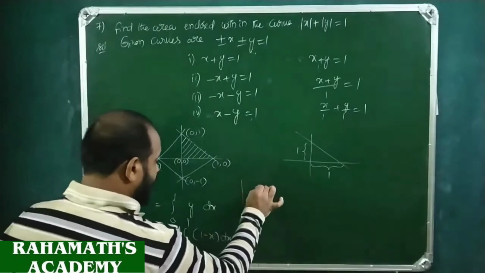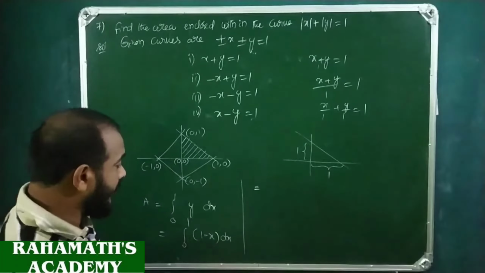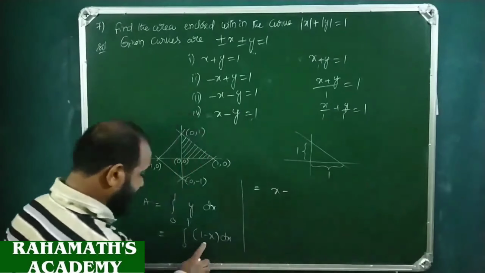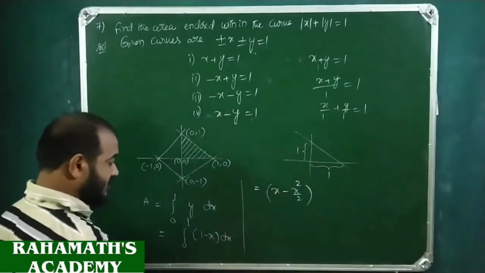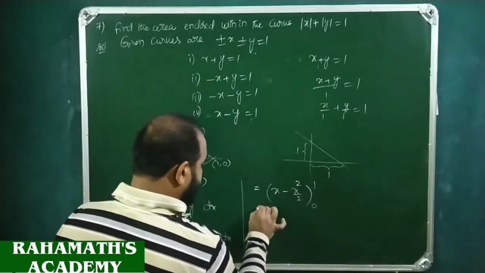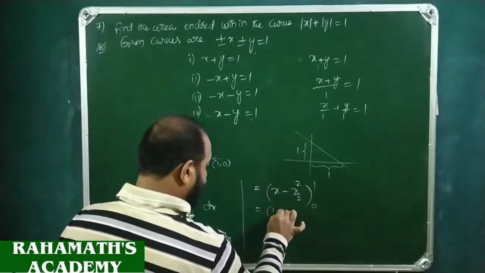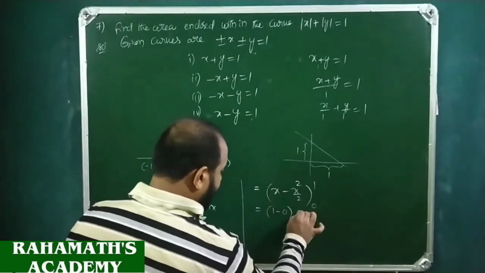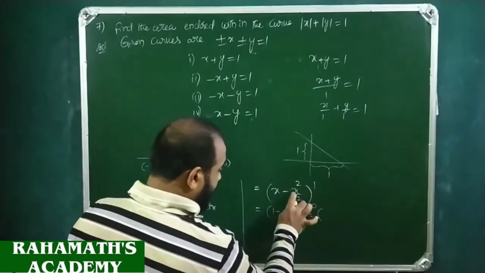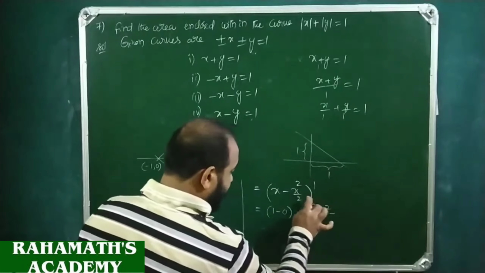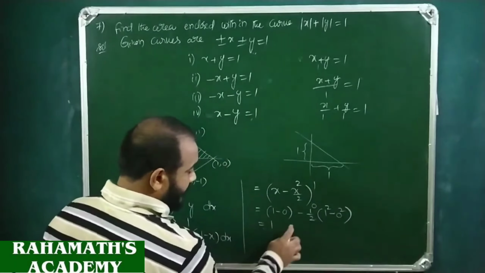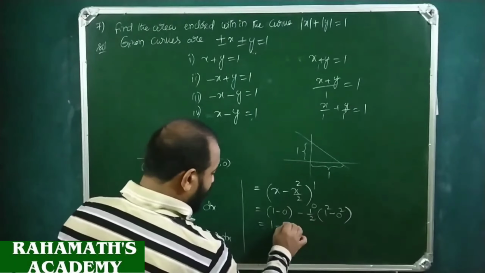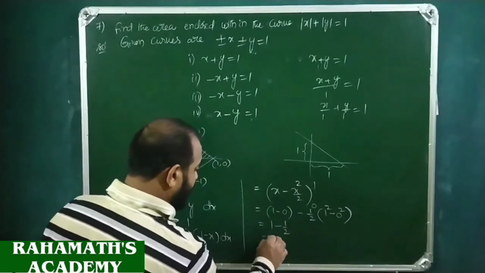This is equal to the integral of 1 dx, which is x, minus the integral of x dx, which is x square by 2. The process is over. 0 to 1 is to be written here. In the place of x, substitute 1, minus 0, minus 1 by 2. In the place of x, 1 square minus in the place of x, 0 square. So 1 minus 1 by 2.